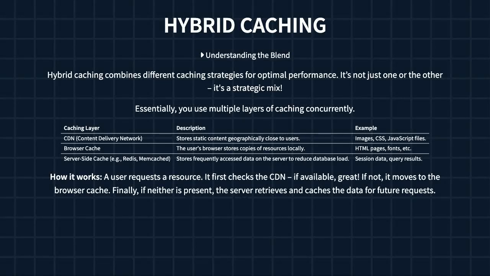Okay, let's talk about hybrid caching. Think of it like a layered approach to storing things, like a multi-layered cake. We're not just relying on one type of cache, we combine several. A CDN is your first line of defense, bringing static content closer to the user. Then there's the browser cache, the user's own computer holding copies. And finally, we have server-side caching, storing data right on our servers for super fast access. It's a clever way to make sure everything loads quickly and efficiently by using the best tool for each job.